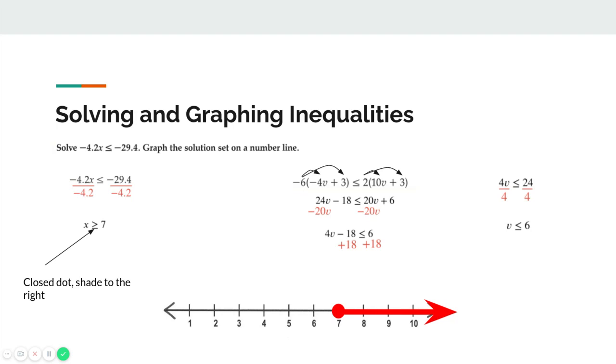Looking at my symbol, I have a line, which means a closed dot, just like the last example. But this time, v is less than or equal to 6, meaning the numbers that are smaller are in that direction, to the left. So I'll put a closed dot at 6 and shade everything to the left to represent these solutions.